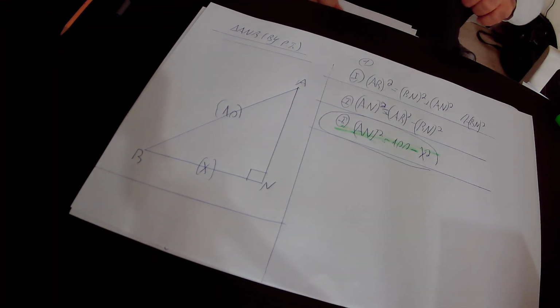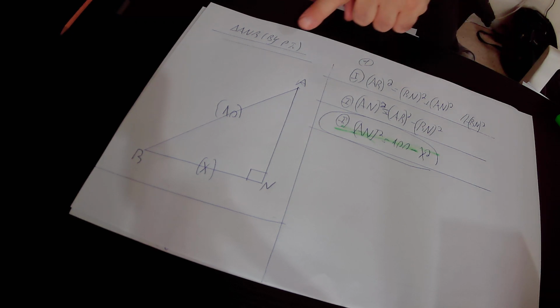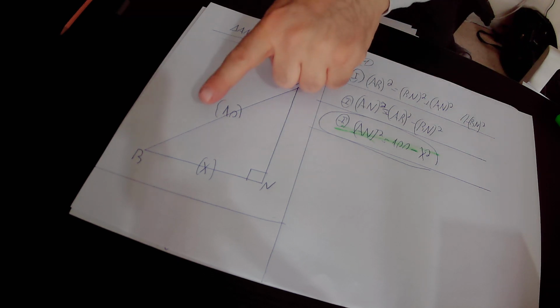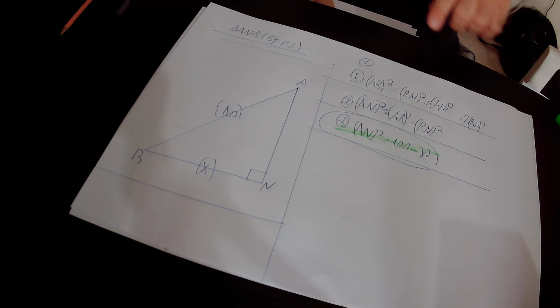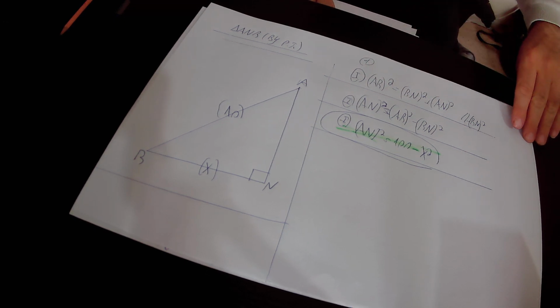So we subtracted BN square from this equation 1, and found out that AN square equals AB square minus BN square. AB is 10, therefore AB square is 10 squared, that is 100, minus BN square. BN is x, therefore BN square is x square. So according to equation 1, we found out that AN square equals 100 minus x square.